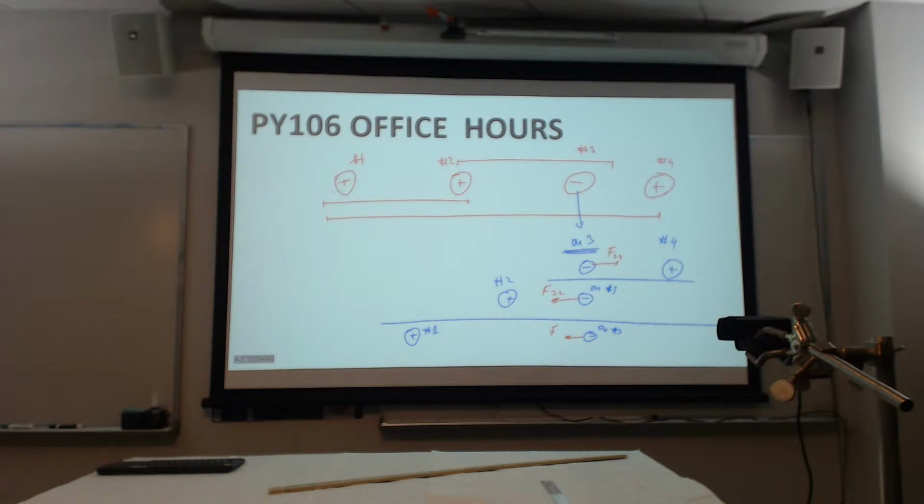And how do you calculate the net force acting on the charge number 3? What do you do? You add the vectors. Exactly. That's why you need to know each individual force first, magnitude and direction, so you could add them. Okay, that's how it works.